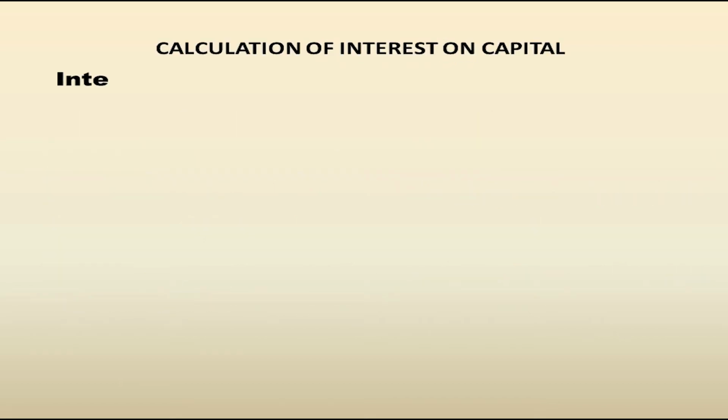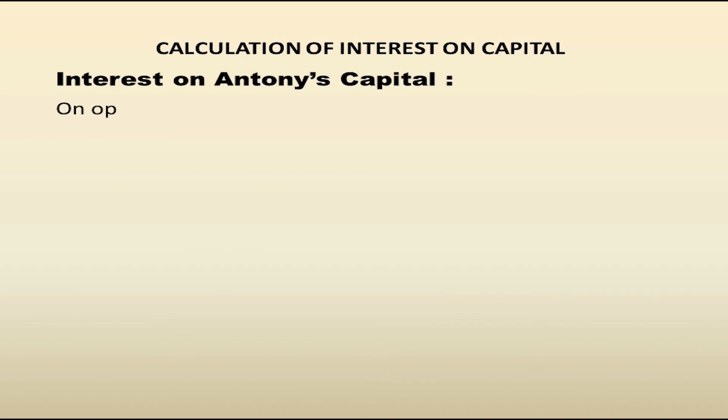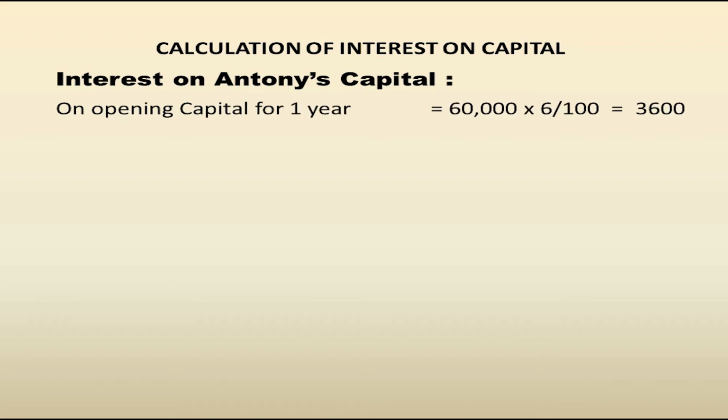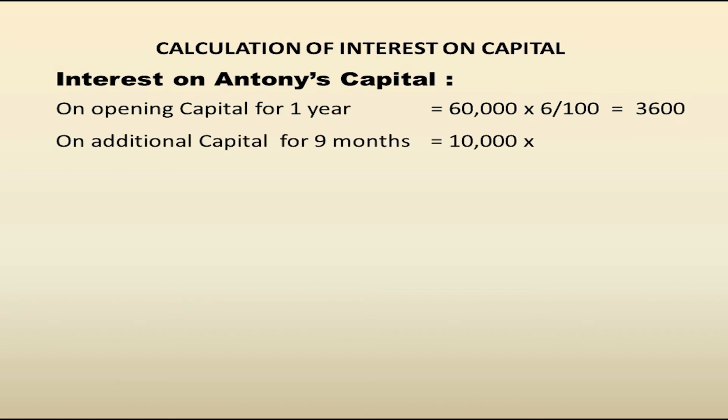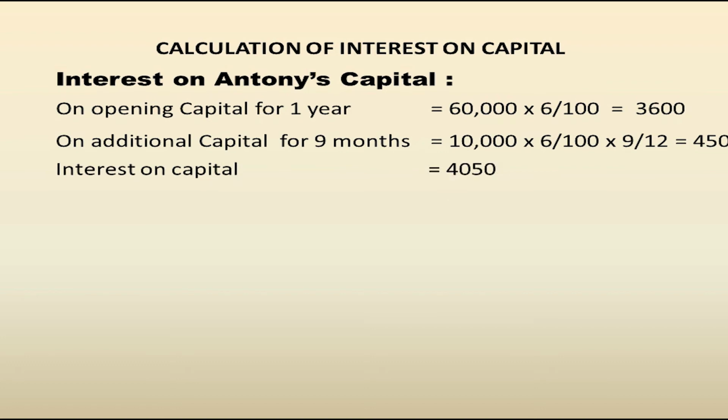Calculation of interest on capital. Interest on Anthony's capital is equal to, we'll write, on opening capital for 1 year, 60,000 into 6 by 100, 3,600. Then on additional capital for 9 months, because he introduced it on 1st of April, from April to December, 9 months: 10,000 into 6 by 100 into 9 by 12, you get 450. So the total interest on capital is 4,050. We add up 3,600 plus 450.